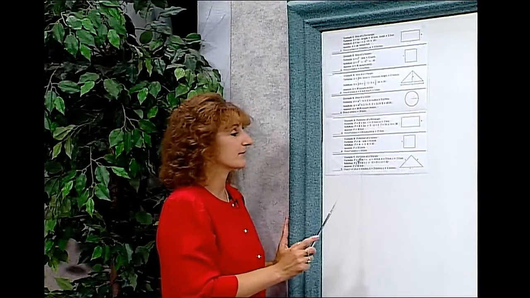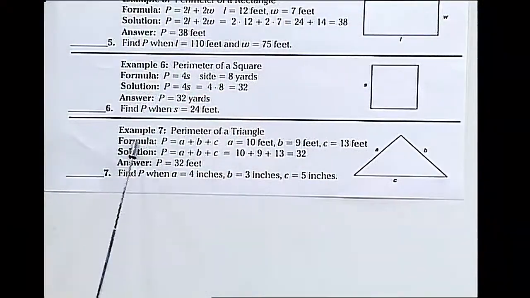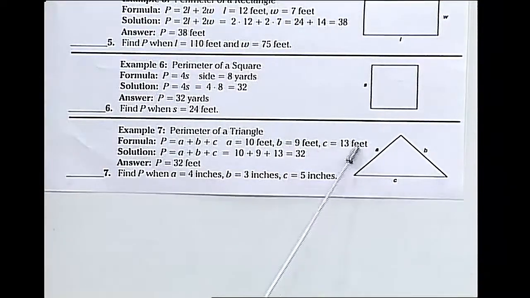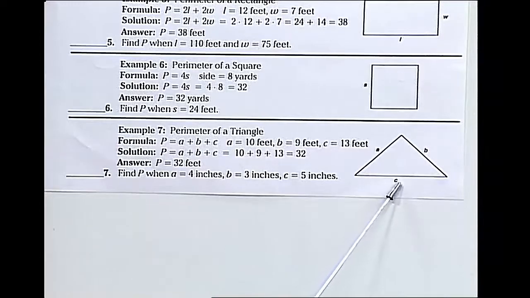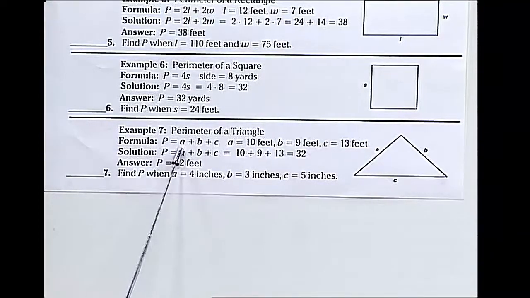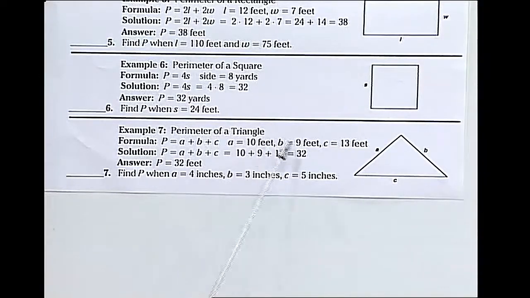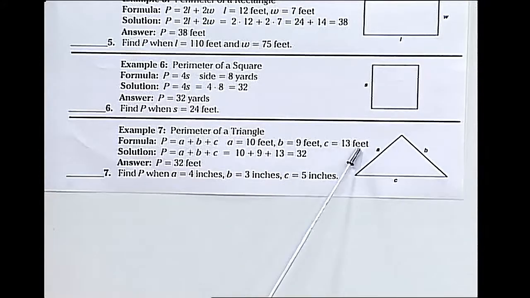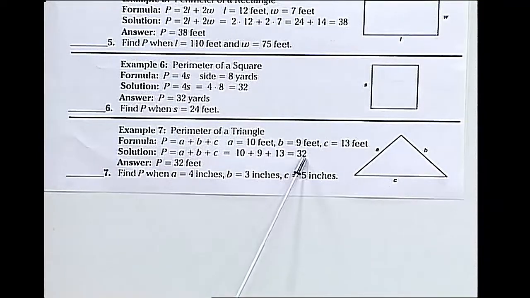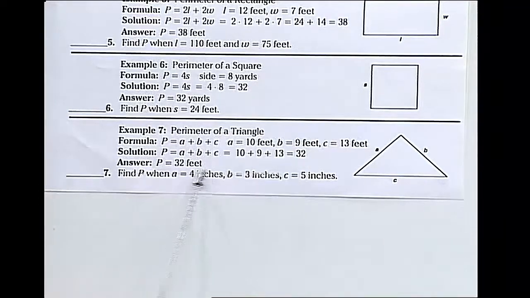Lastly, example 7, perimeter of a triangle. You need to add all 3 sides. And in a triangle, all 3 sides can be different. They could be the same, but you never know. So we say A plus B plus C. And in this case, A equals 10 feet, B equals 9 feet, and C equals 13 feet. We add those 3 numbers when we substitute them in, 10 plus 9 plus 13, and we get 32. Our answer is 32 feet.